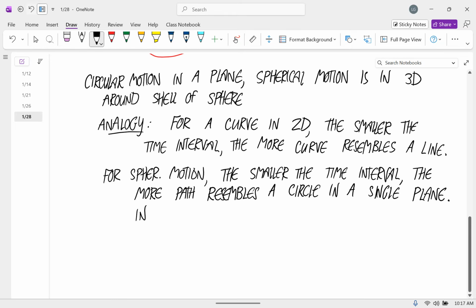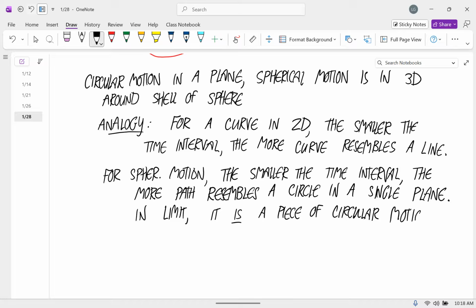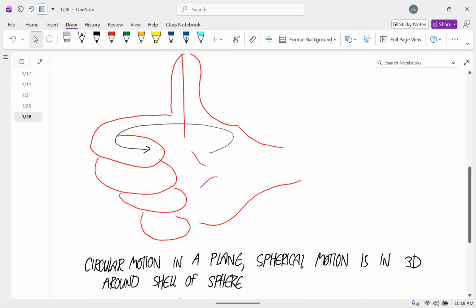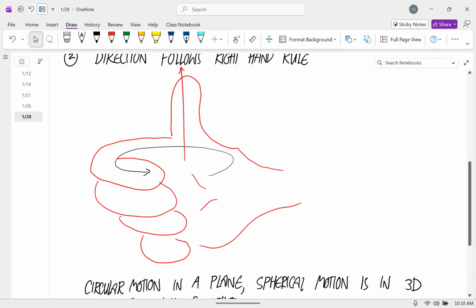So in the limit, it is a piece of a circular motion. And then the definitions follow what we talked about with the circle. Okay. So that's the definition of the angular velocity vector. The direction follows the right-hand rule. It has to do with the speed at which the angle is changing around a circle.